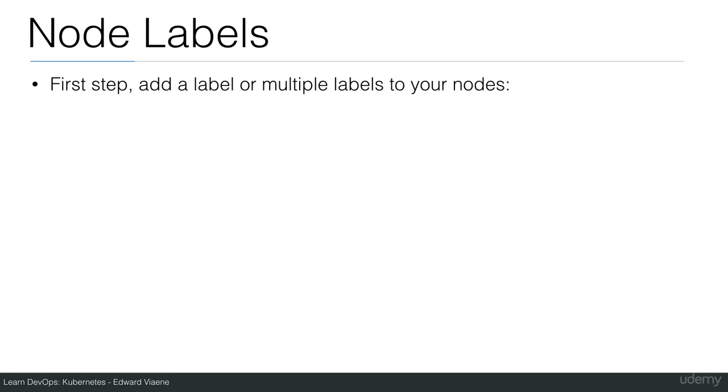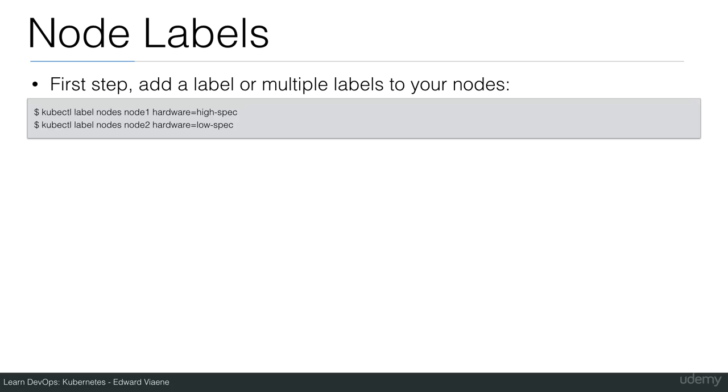The first step is to add a label or multiple labels to your nodes, and you can do that using kubectl label nodes. You just specify the node name and then the label that you want to give it using key equals value.